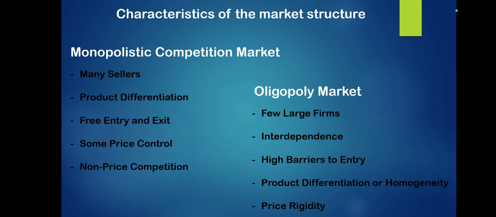Number 4 will be for oligopoly market. There are few large firms. They are interdependent, high barriers to entry, product differentiation or homogeneity, similarity, and price rigidity.